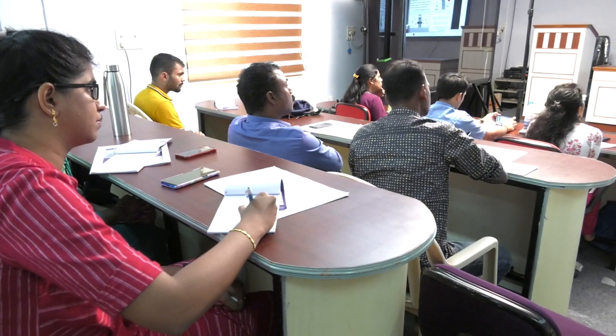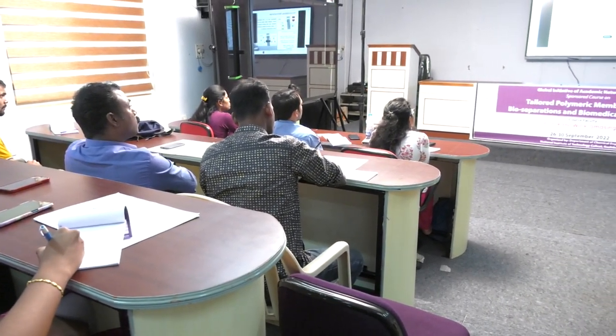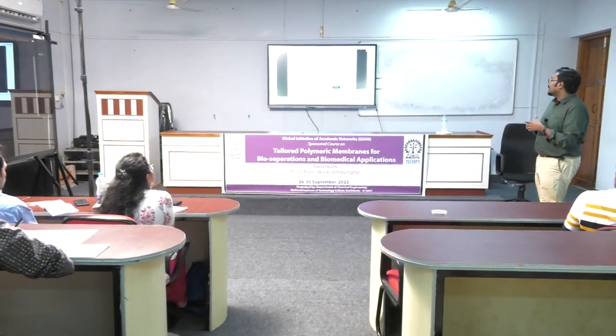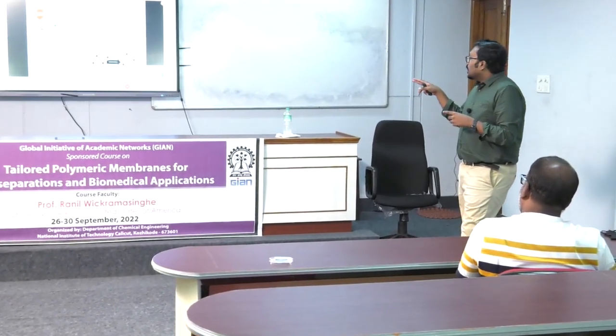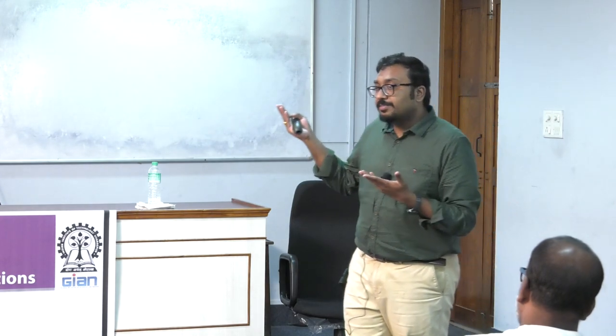from the blood. So it acts as a thin selective barrier between a blood side and a dialysis side that permits the transport of uremic toxins, but retains essential blood components, proteins, etc. Uremic toxins is a general term given to all these metabolites that have to be excreted. The most abundant one is urea, hence the term uremic toxins. Uremic toxins are of three types. You can have very low molecular weight, water soluble compounds, generally less than 500 Daltons. You can have protein bound or lipid soluble compounds that you cannot remove by hemodialysis. And you can have middle molecular weight compounds, more than 500 Daltons and ranging up to tens of thousands of Daltons, which also have to be removed.